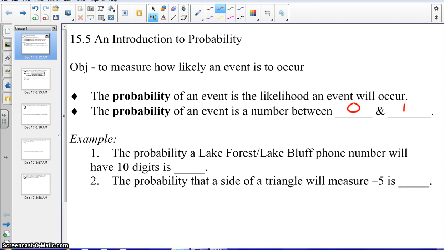So go ahead and pause, answer the questions in the next two examples, 1 and 2, and then check your answers. Okay, so number 1, the probability a Lake Forest Lake Bluff phone number will have 10 digits is 1, so 100% chance. And 2, the probability that a side of a triangle will measure -5 is 0, so a 0% chance.